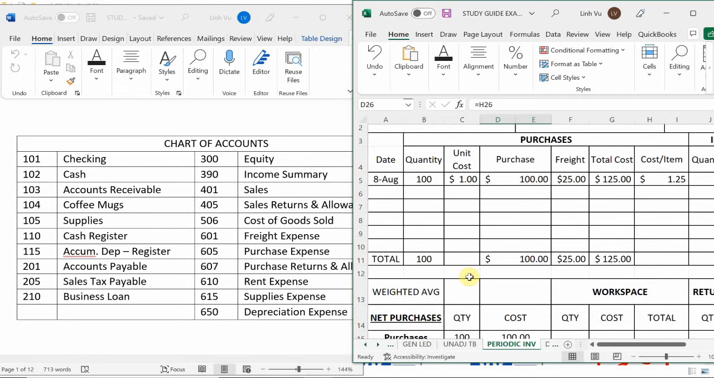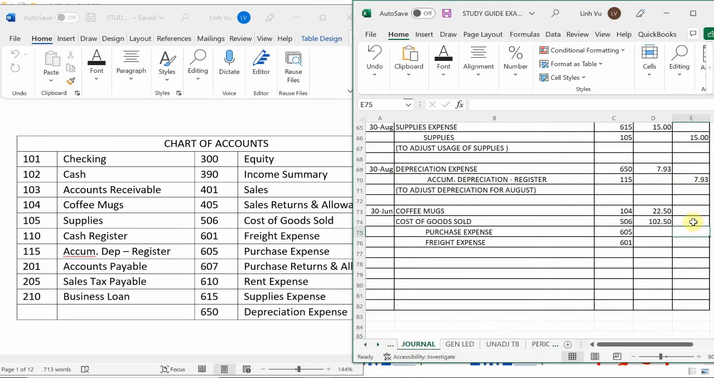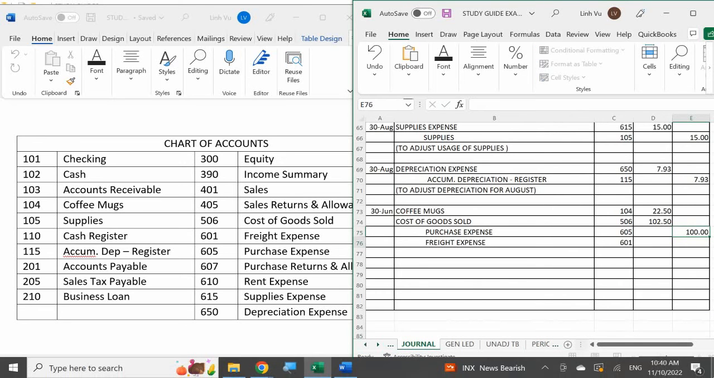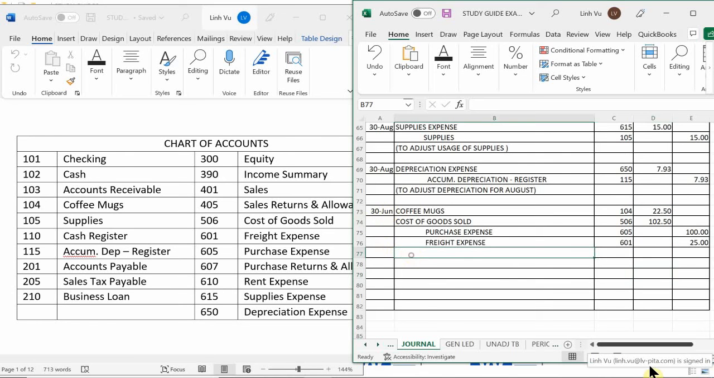How much was my purchase? $100. And how much was my freight? 25. So 125. If you add this up, it should give you $125. Good. Okay. And I'm going to make a note here.